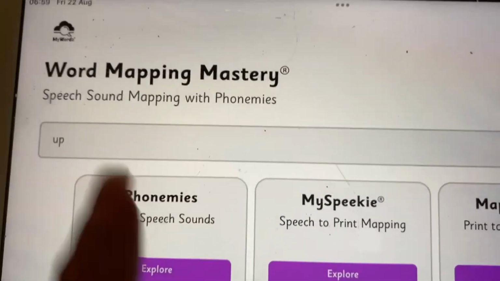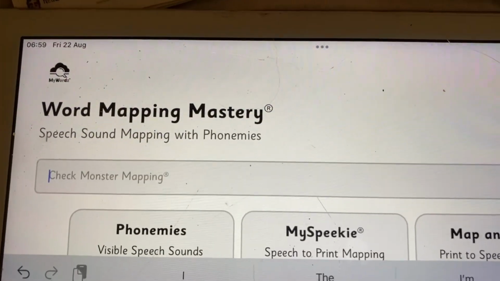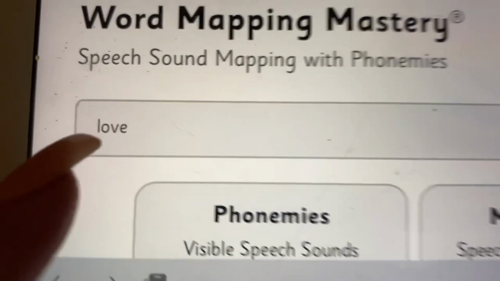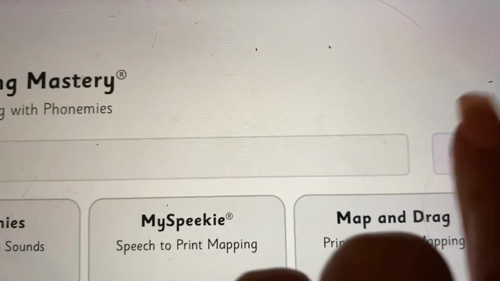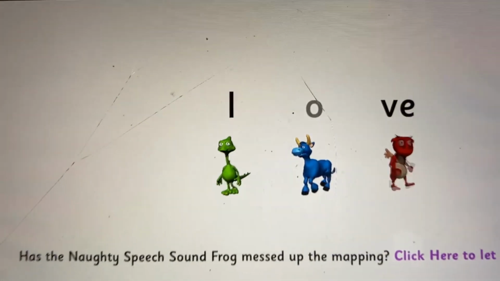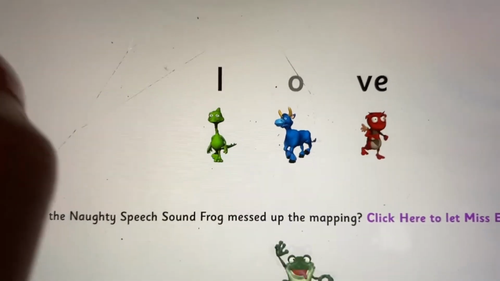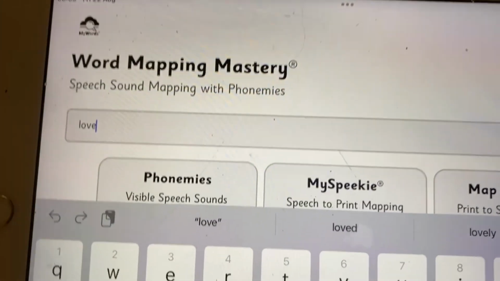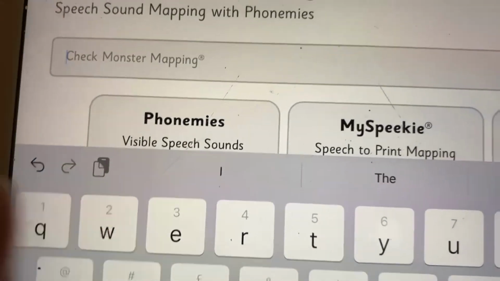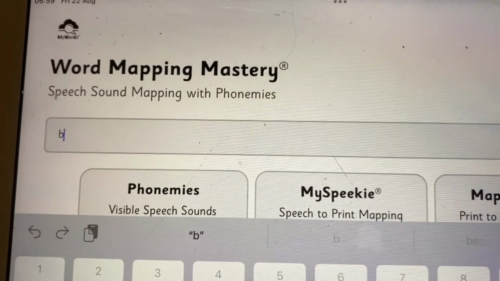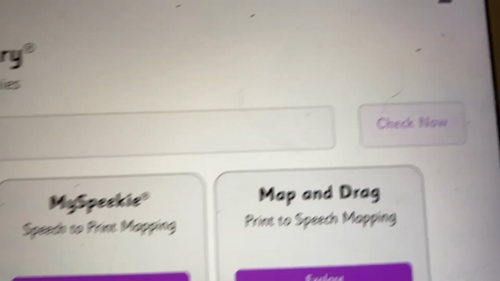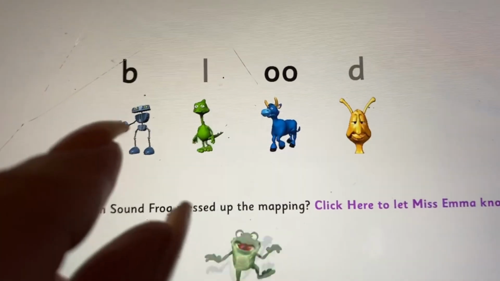Monster. And supposing we had a word like love. Well, the O is going to be the picture for the sound in love, isn't it? And so basically they can go print to speech. So supposing it was, I don't know, blood. When they map that, they're going to see the sound in blood.